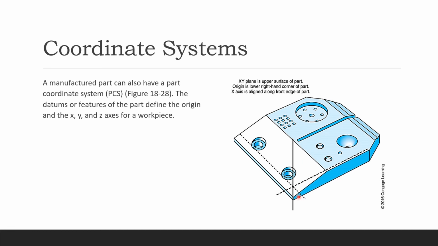Your XY is the upper surface of the part. Okay, so here is your upper surface. And X is aligned along the front edge of the part. So here is your front edge. It's going to be aligned in there, and here is your alignment right there. So the datum or features of the part define the origin and then your X, Y, Z axis for a workpiece. So right now, by reading the direction, you already know this one is Z. And then this is your 0 because that's your origin right there. And then it's an axis aligned along the front edge of the part. So therefore, this is your front edge. So that's your X. And then this is your Y right there.